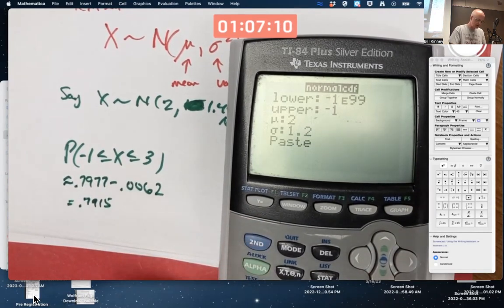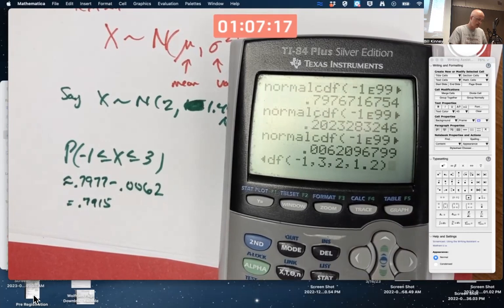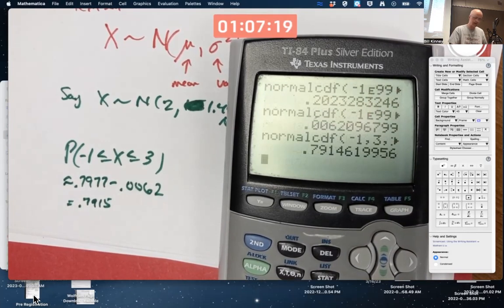But you also could just do normal CDF as it is. Change the lower limit of integration to negative 1 and upper to 3. This is computing the area under the curve between those two values. Hopefully close to 0.7915. Yes.